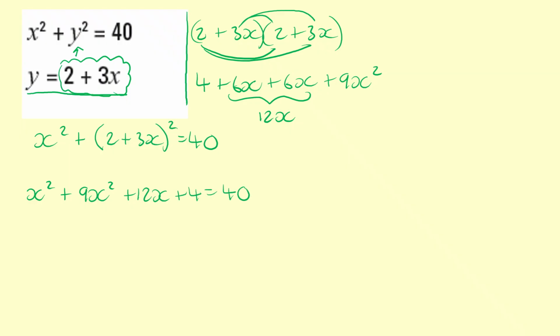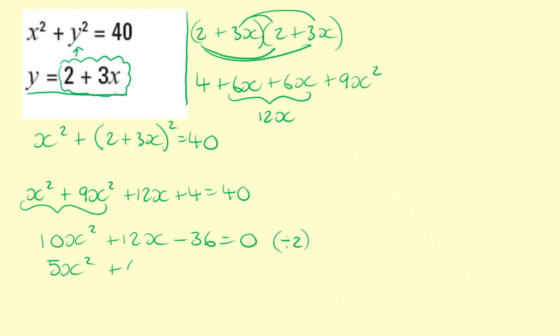Now get everything to left hand side, and I'm going to combine these two terms here. So I have 10x squared plus 12x, 4, take off 40, so minus 36, and that equals 0. From here, always look to see if you can simplify. So every term has a factor of 2. So I'm going to divide it by 2. It just simplifies it down. So 5x squared plus 6x minus 18 equals 0.